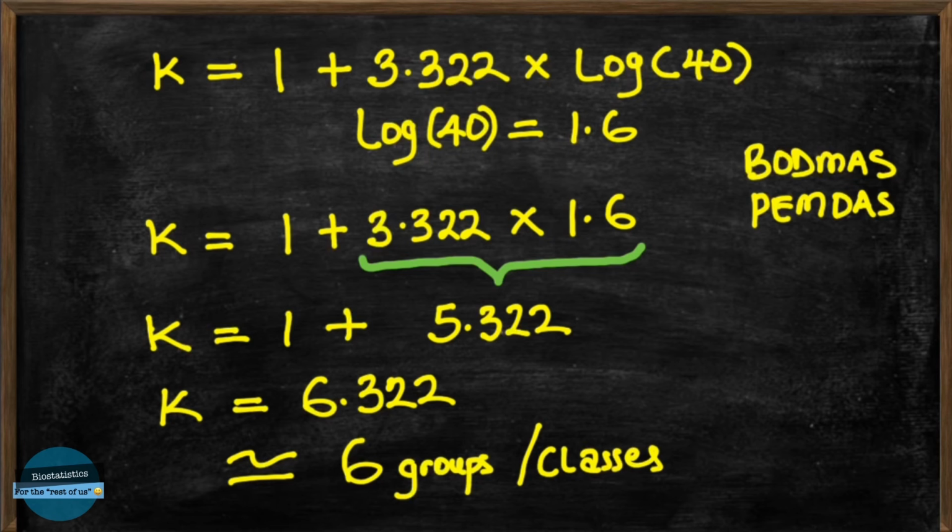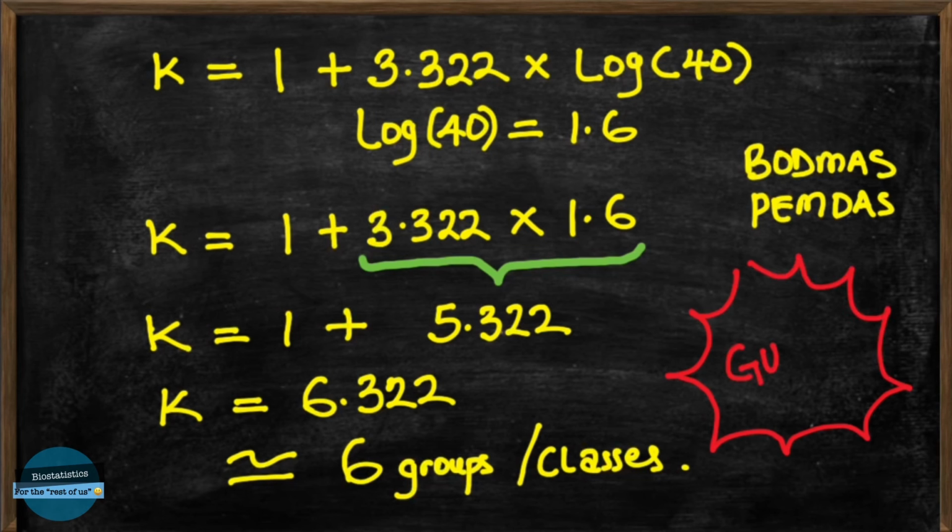So when we want to construct a grouped frequency table with this data, we are guided by this rule to have about 6 groups. Awesome, right? Please note that the Sturges Rule should not be regarded as ultimate, but we can use this as a guide.